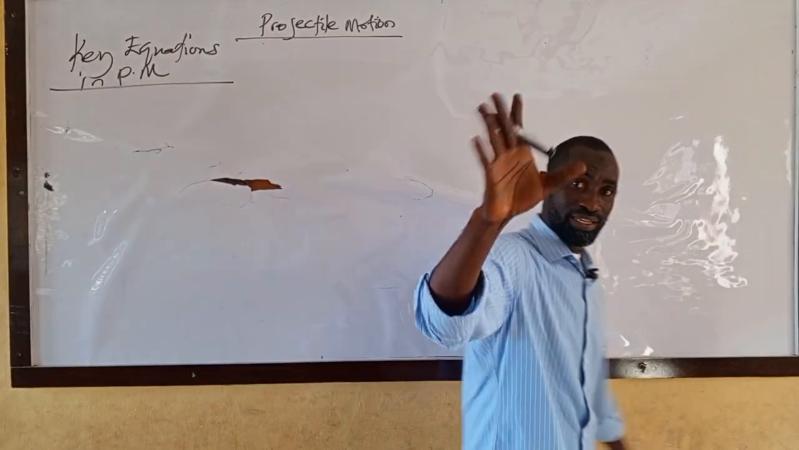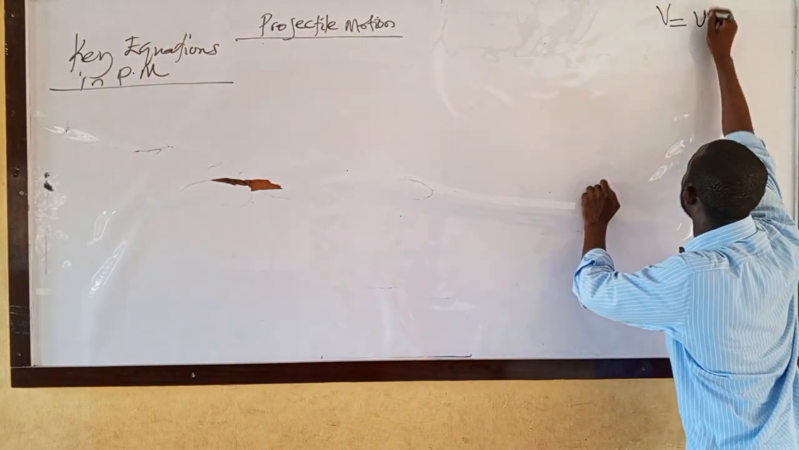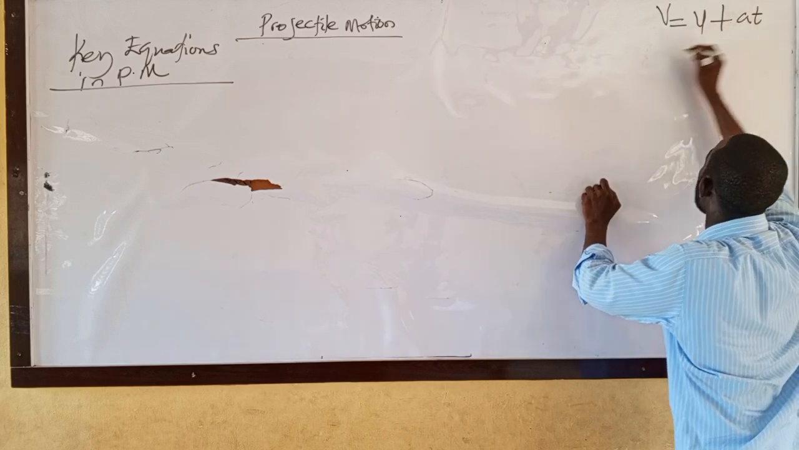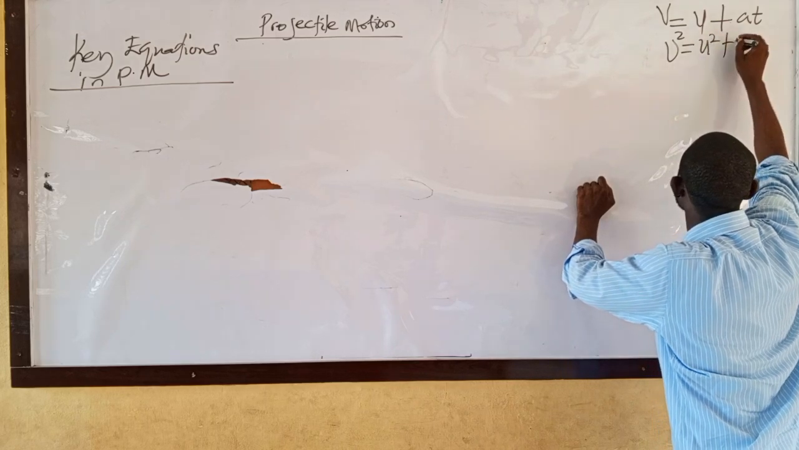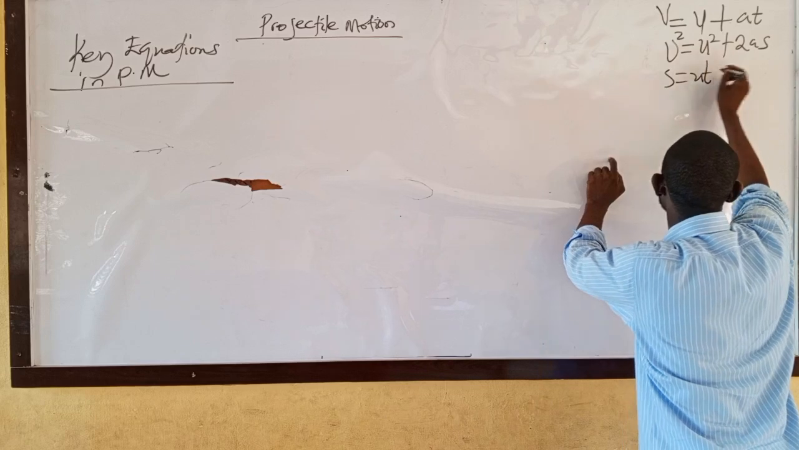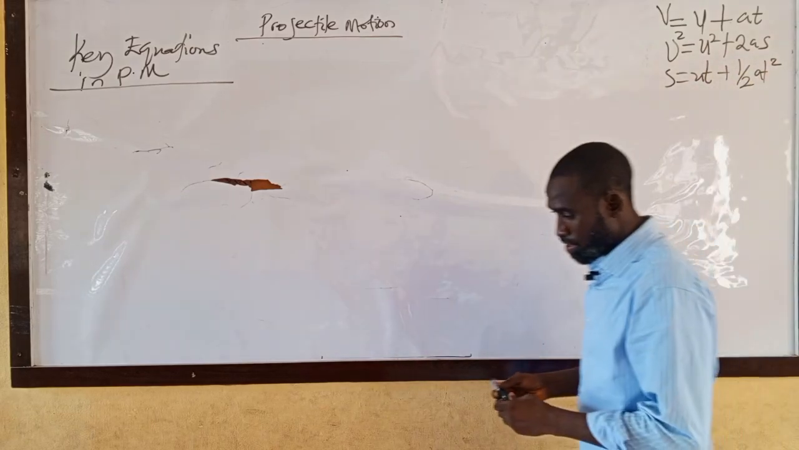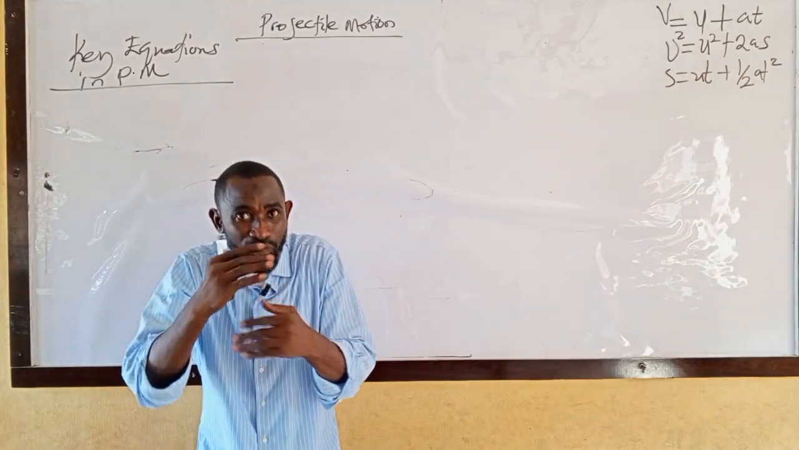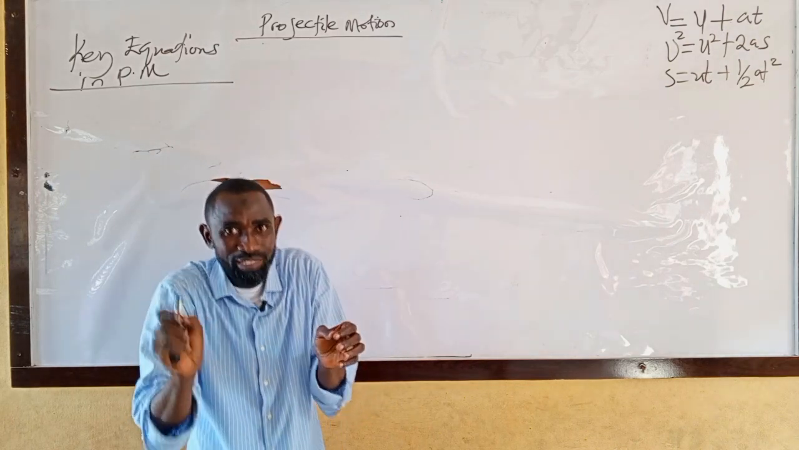So let me recall the equations of projectile motion. We have v equals u plus at, don't forget. We have v squared equals u squared plus 2ax. I'm going to be using this now. We have s equals ut plus half at squared. If I were you, all the formulas that I've done, just summarize them and write them down, so that you can follow the video. If I'm about to solve, just write them down one by one.